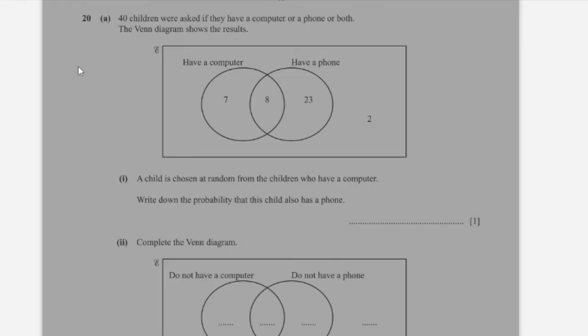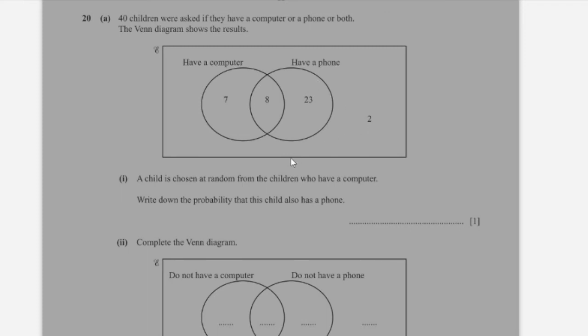Question number 20a. 40 children were asked if they have a computer or a phone or both. The Venn diagram shows the results. Right, so 7 children have only a computer, 8 of them have both a computer and a phone, 23 have only a phone, and 2 have none of the above.